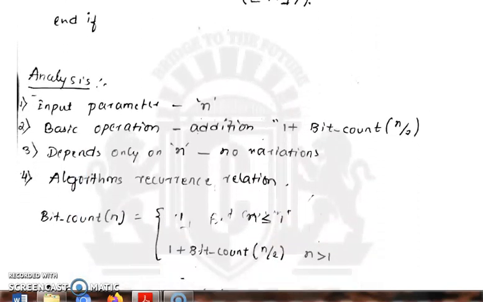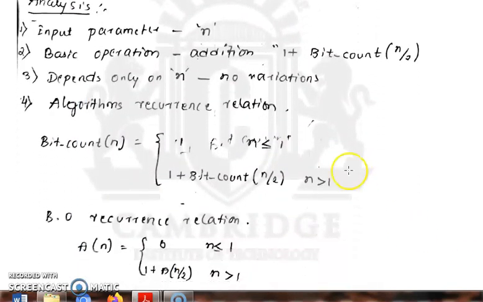As you know, we have to follow 5 steps here. First step, we have to decide the number of input parameters. The input parameter, as you already know, is n. Next, very important, you have to find the basic operation. Here the basic operation is addition.